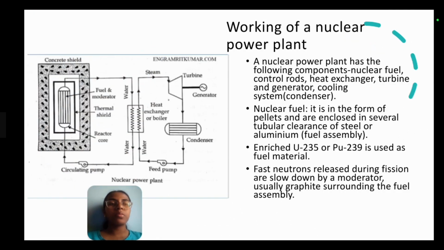Let us talk about the working of a nuclear power plant. A nuclear power plant has the following components: nuclear fuel, control rods, heat exchanger, turbine and generator, cooling system or a condenser.